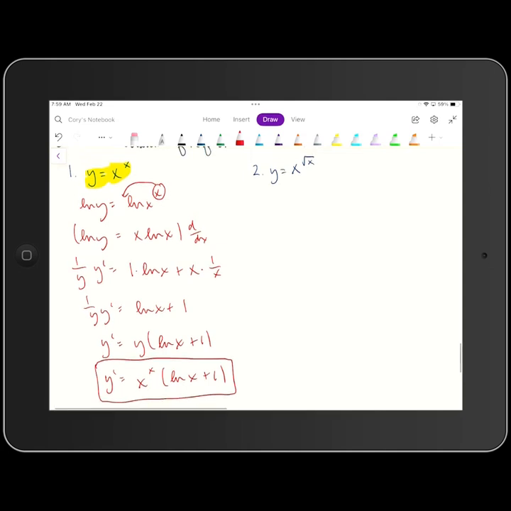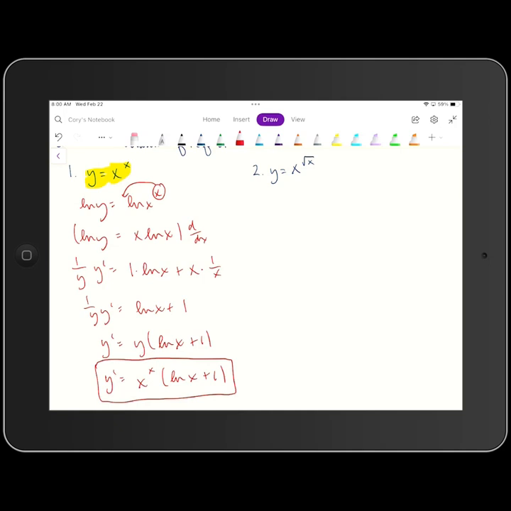Okay, I want you guys to give number 2 a try. So you have y is equal to x raised to the power of rad x. So go ahead and pause the video to work this one out. And then whenever you're done, you can unpause and then we'll work through the explanation together.